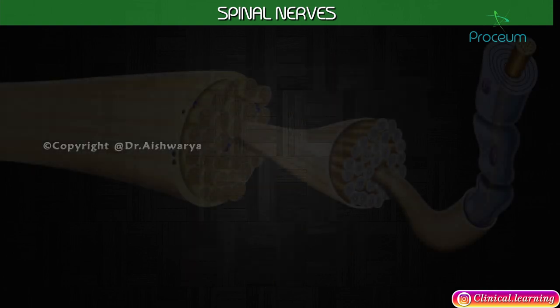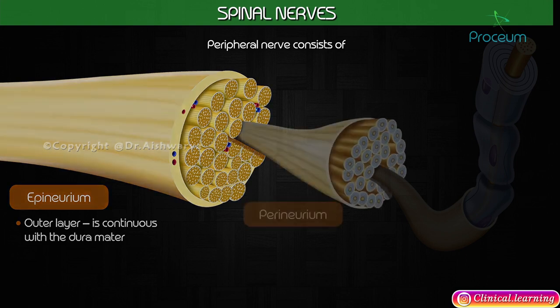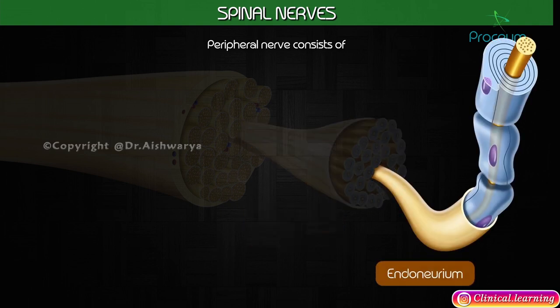So if you see peripheral nerve anatomy, the peripheral nerve consists of epineurium, which is the outer layer, and it becomes continuous with the dura mater. The next one is the perineurium, the layer surrounding a fascicle, and a fascicle is a bundle of axons. And last is the endoneurium, a layer surrounding a single axon.